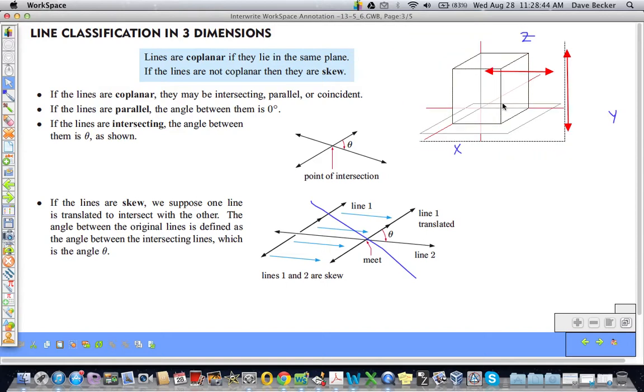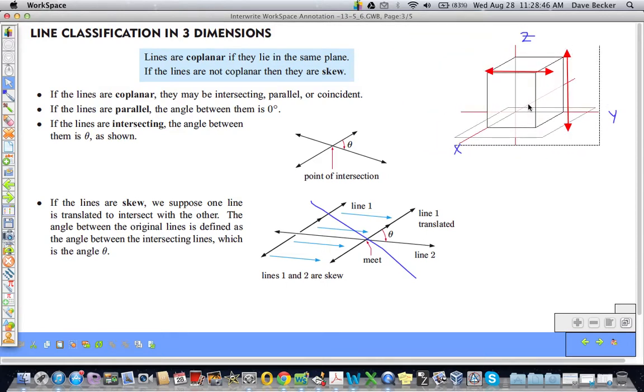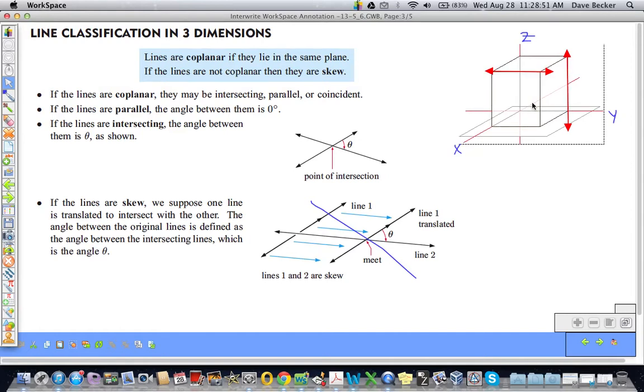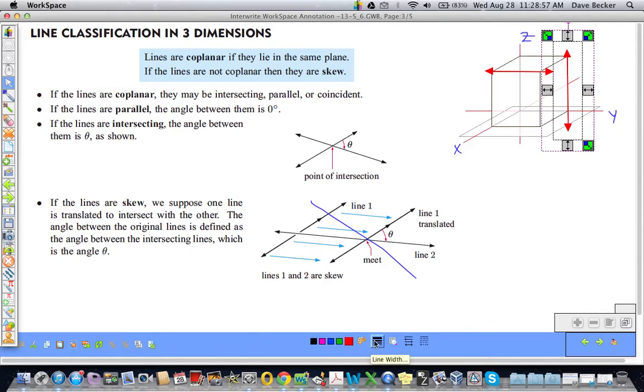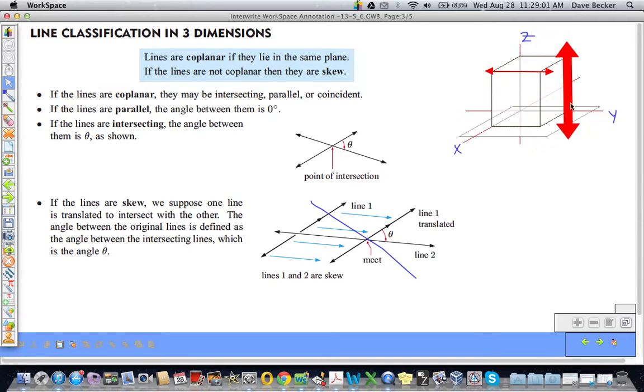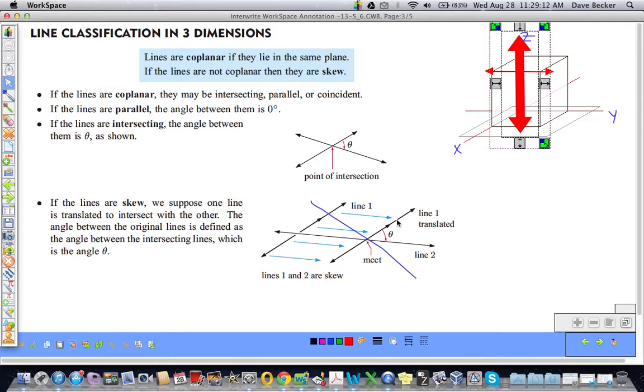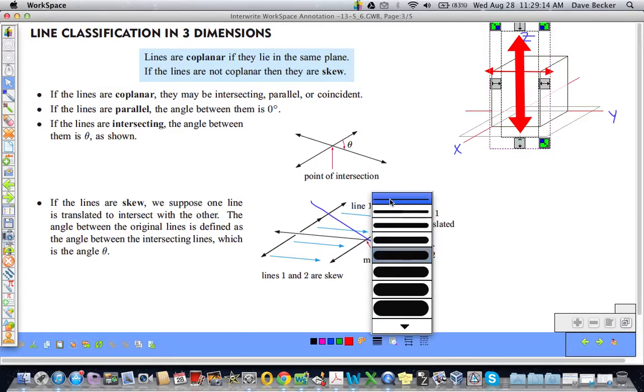Let's move this back. Okay. So if we have skew lines like this one, and we take that line, and let's make him thick so I can move him. Okay. So if we take that line and we pretend like we translate it, we define the angle between the two lines, and now they intersect. So let me make him thin again.